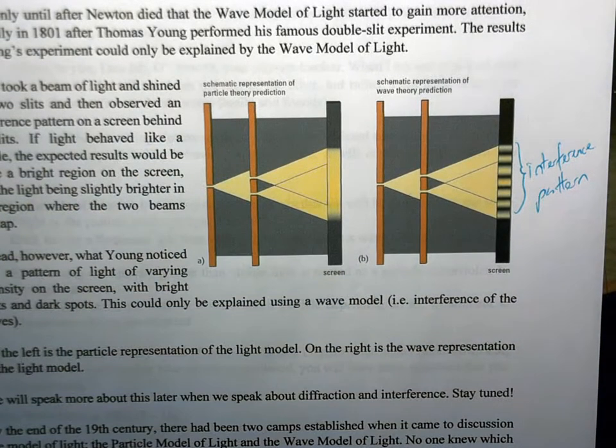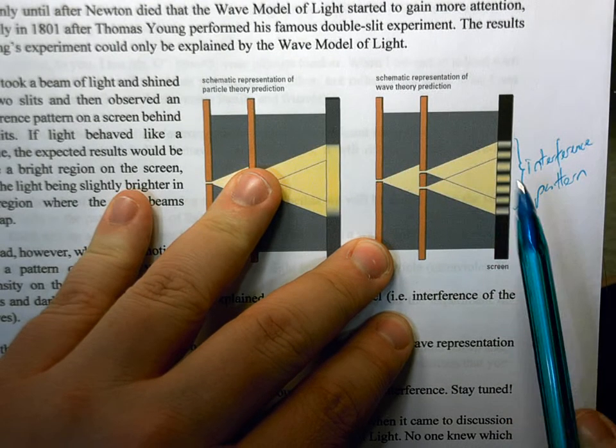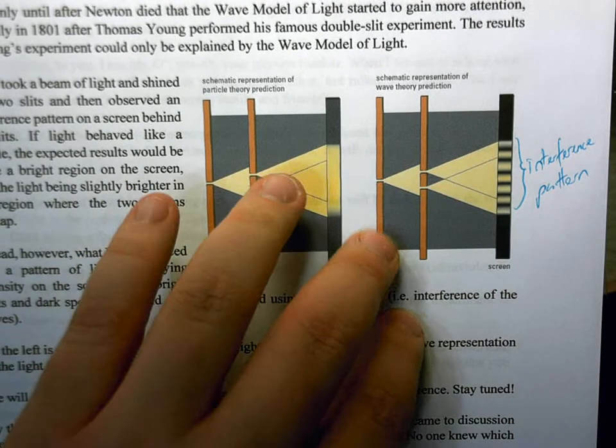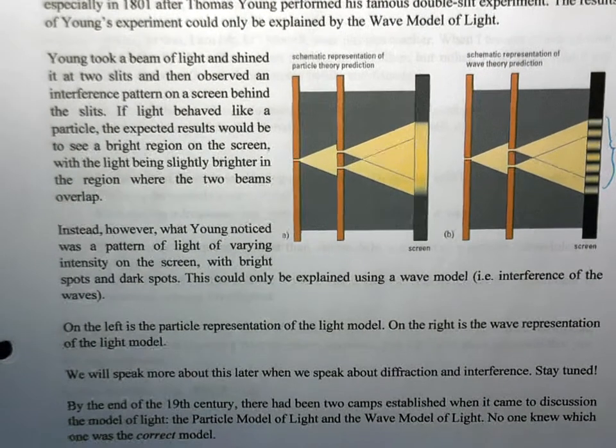And these are alternating regions of constructive and destructive interference. Where we have the bright spots, those are regions of constructive interference. Where we have the dark spots, those are regions of destructive interference. The whole concept of an interference pattern can only be explained if we treat light as a wave. So what that means is we now have some nice solid evidence for light behaving as a wave.